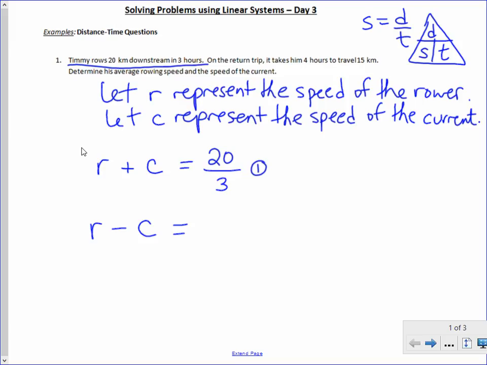Now we're just going to take it as it is. They've given us the information. Apparently it doesn't go all the way back to where he started. He's only going 15 kilometers in 4 hours. But again, can I write that as a fraction? Good. There's my equation 2.